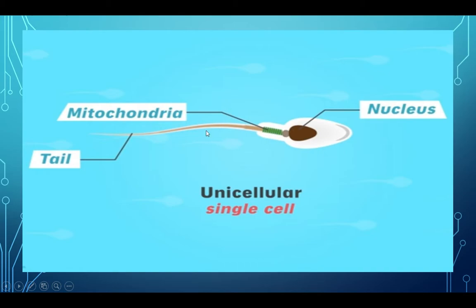So the tail, of course, helps in the movement of the sperm. The head contains the nucleus. And the neck part contains the mitochondria. This mitochondria only provides energy to the sperm. So this is the structure of sperm. So this is produced by the testis. So what's the male gamete? The male gamete is sperm. It is produced by the testis.